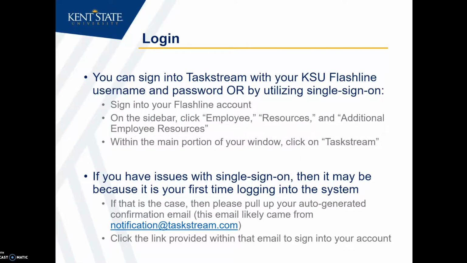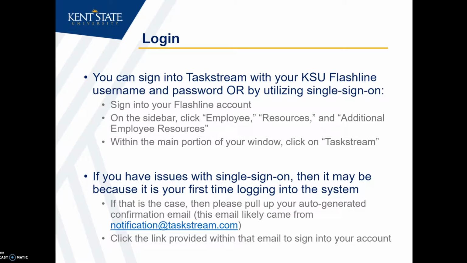To start, I'm going to have you log in. You can log into TaskStream with your KSU Flashline username and password, and that username includes the @kent.edu, or you can utilize single sign-on. For single sign-on, sign into your Flashline account. On the sidebar, click Employee, then Resources, and then Additional Employee Resources. Within the main portion of your window, click on TaskStream. You should automatically be signed into your TaskStream account.